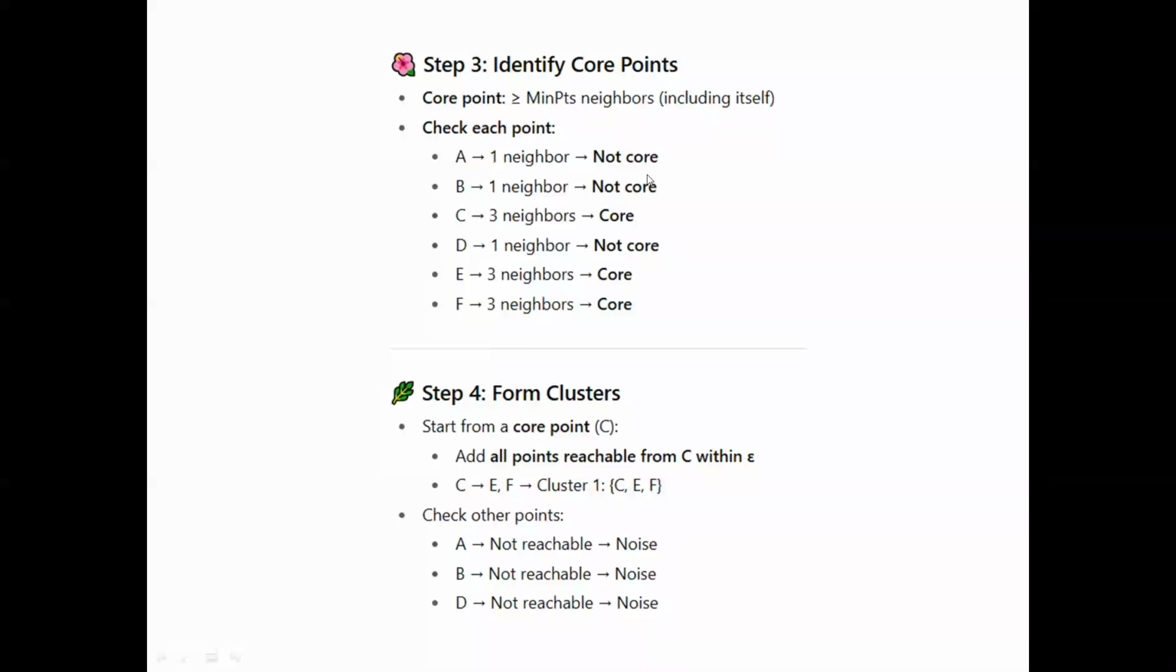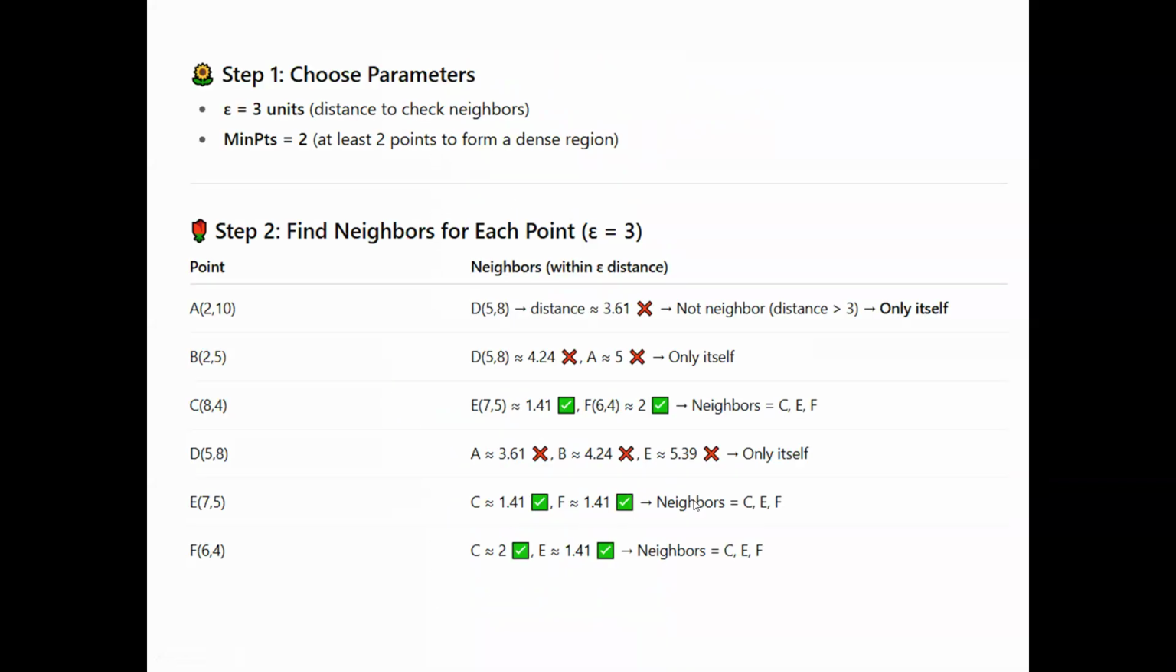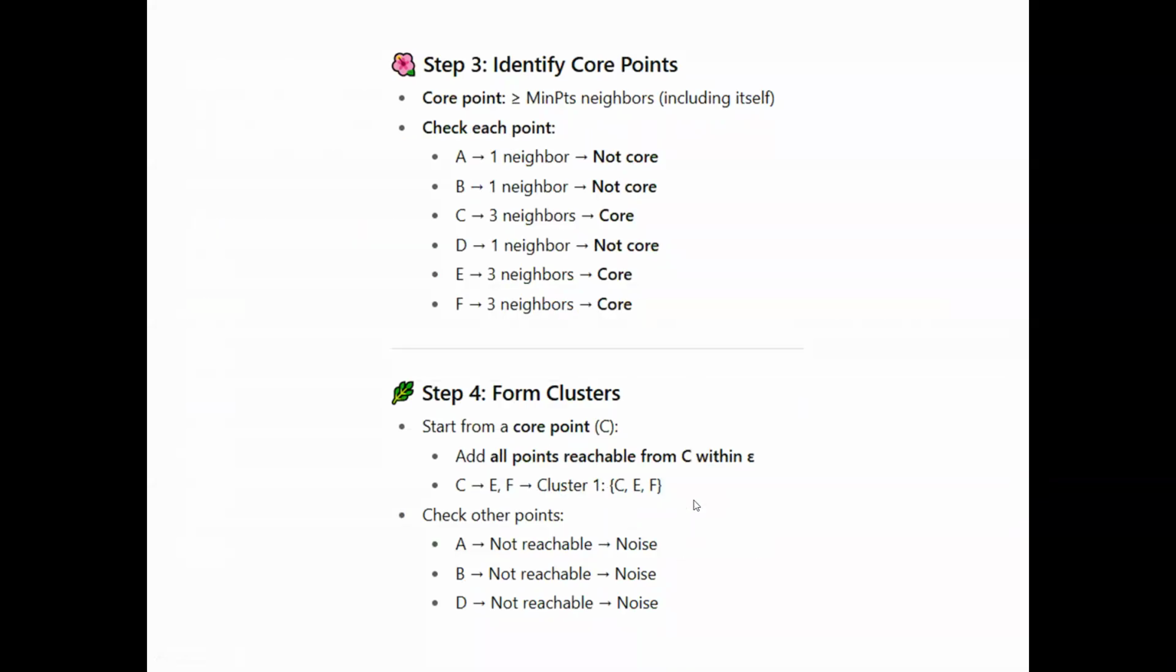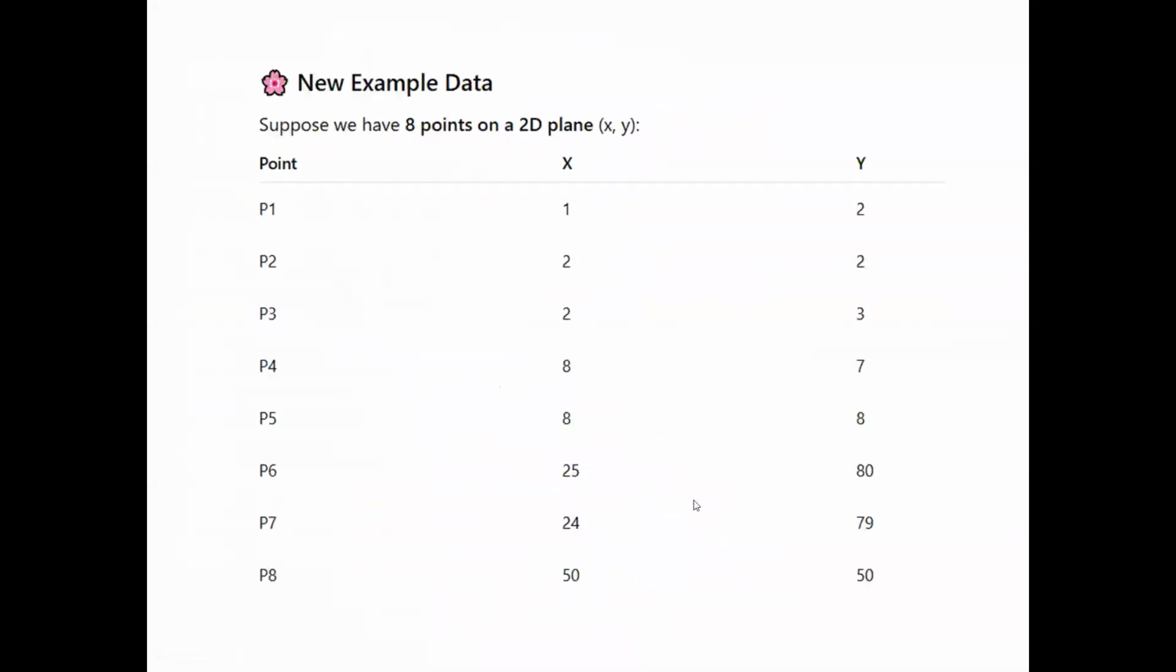How many minimum points have we given? We have given at least two minimum points. So whatever data point fulfills that specific criterion, only that will be taken as a core point. So this one is core, this one is core. In this way, cluster formation will be done. Now we have to decide which distance metric we have to use. I'm showing you that particular point.